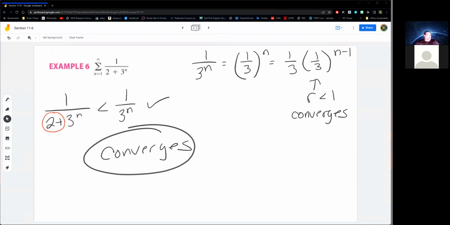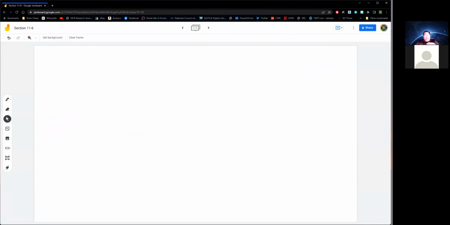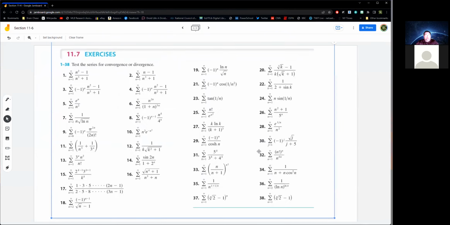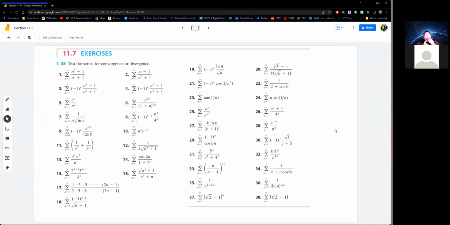My suggestion, if you want to practice these, I personally would not practice sections 11.1 through 11.6. I would practice section 11.7. Section 11.7 has, and I'll even put them in here, 38 problems. The key piece of information is it doesn't tell you which test to use. So you have to figure out the test and then test it for convergence.